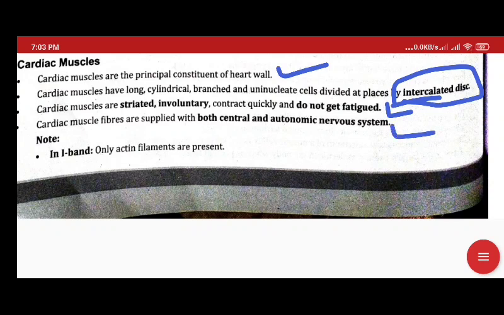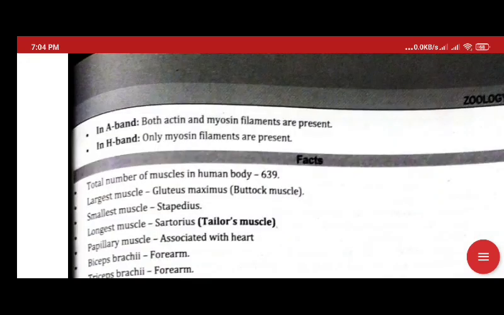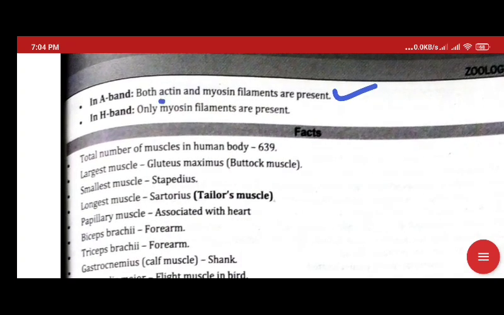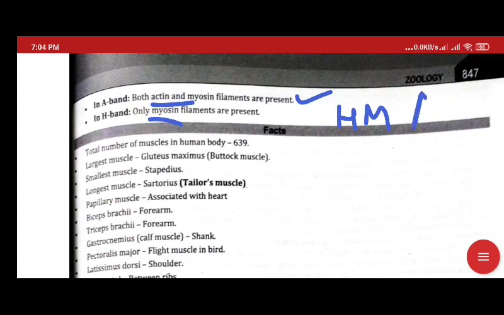Now I band and A band, you should know A and I. Now if this is I, then there should be Z also. Actin protein is only present in the I band. This is muscles. A band, we have both. In the A band both actin and myosin are present, and in the H band only myosin, means H-M, and A-I is the code to remember.